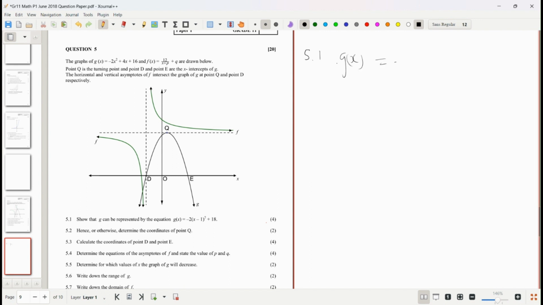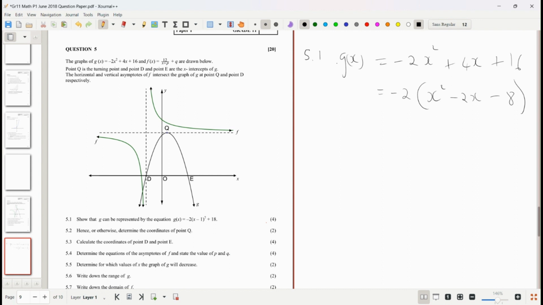The one that we're given is negative 2x squared plus 4x plus 16, right? And then the first thing we need to do here, we need to take the common factor. What is the common factor here? It's negative 2. You can see negative 2 is the common factor here. So negative 2 here will have x squared and then minus 2x minus 8.